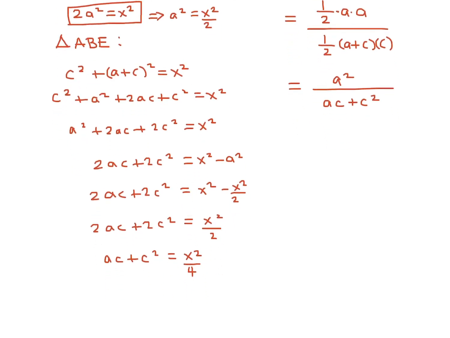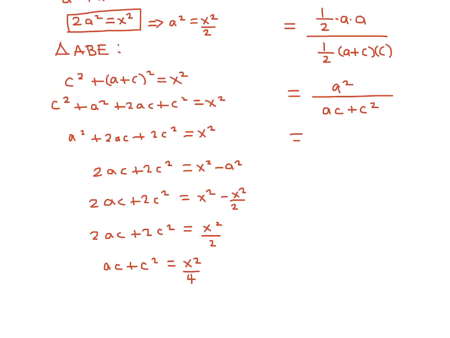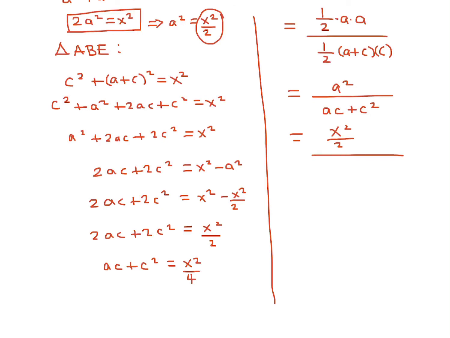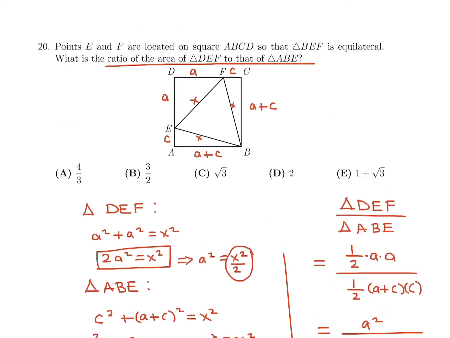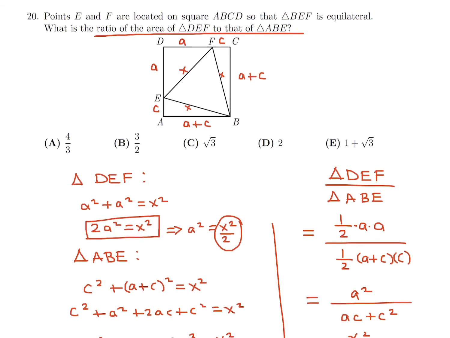All right, this looks very familiar. a squared is right here, x squared over 2. AC plus c squared is right here, x squared over 4. So invert and multiply: x squared over 2 times 4 over x squared. And that gives me the x squared cancel, 4 over 2, which is just 2. So there you go. That's the ratio, 2. And therefore, number 20, the answer is D.